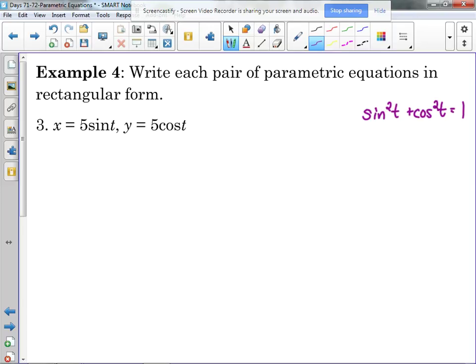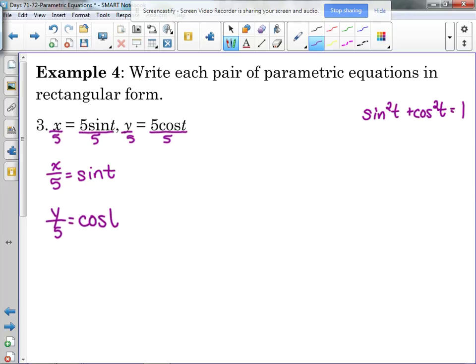So here's what we're going to do. With these two functions, I'm going to divide both of these by 5 to get the trig functions by themselves. Then, since I'm going to have to use that trig identity, I don't have my trig functions squared right now.